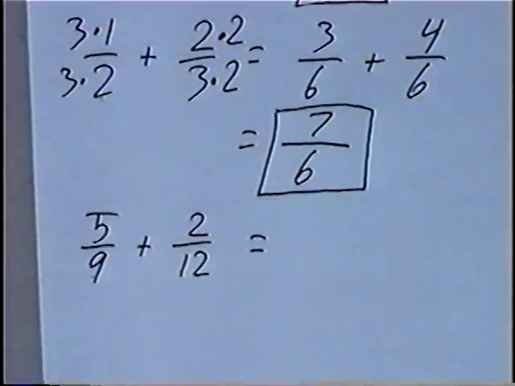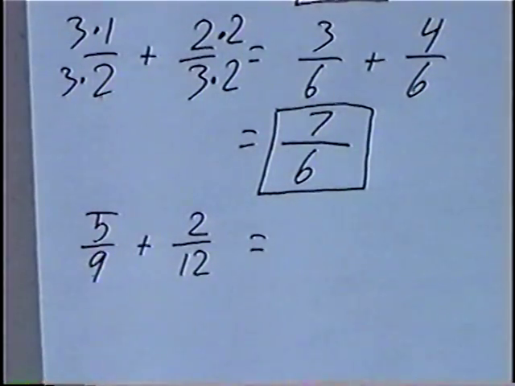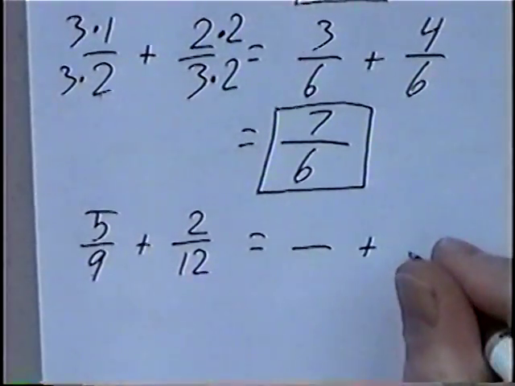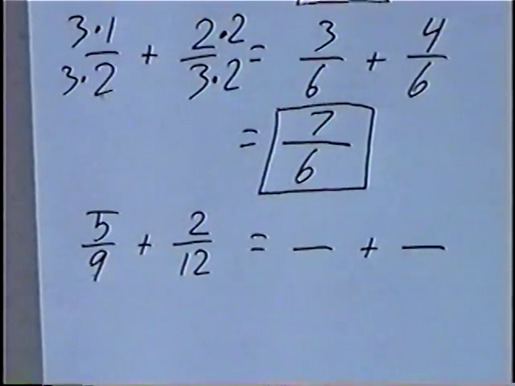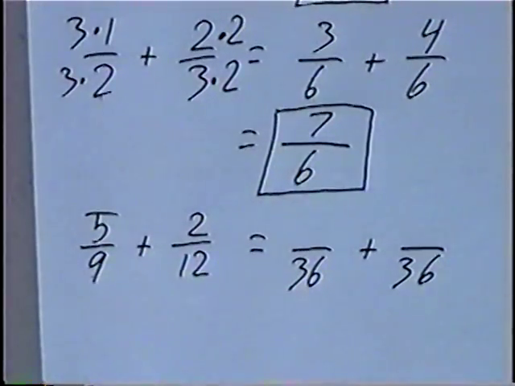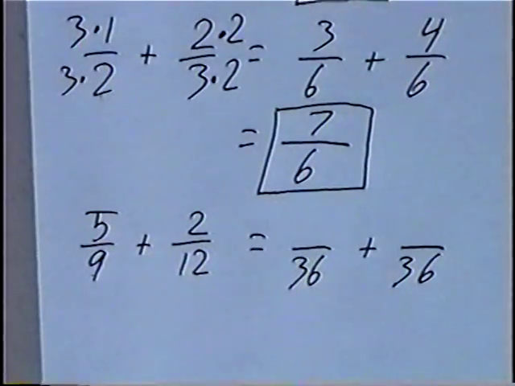A common denominator will be a number that 9 divides into and 12 divides into. You could multiply 9 times 12 to get a common denominator. Sometimes, though, there's a smaller denominator rather than multiplying the two. If you think about the numbers 9 and 12, both of those divide into 36. So the lowest common denominator we'll use for this problem will be 36.